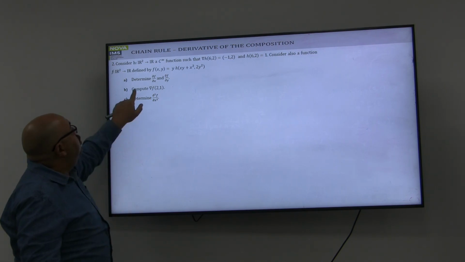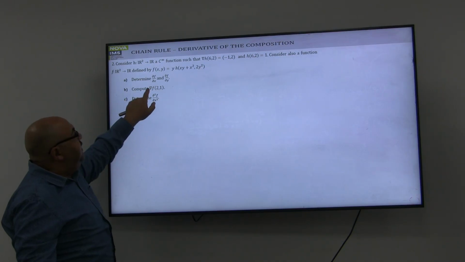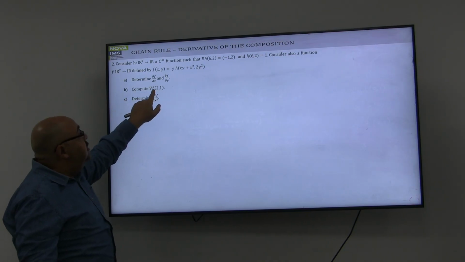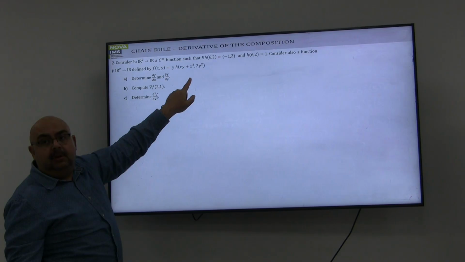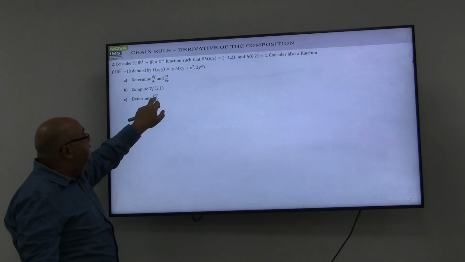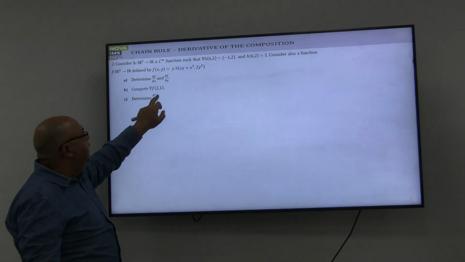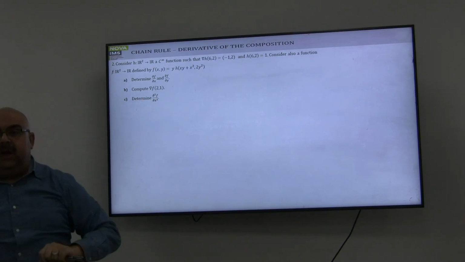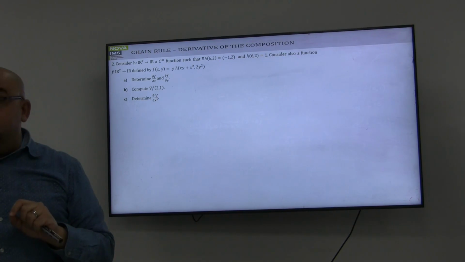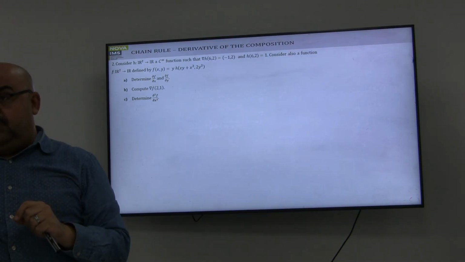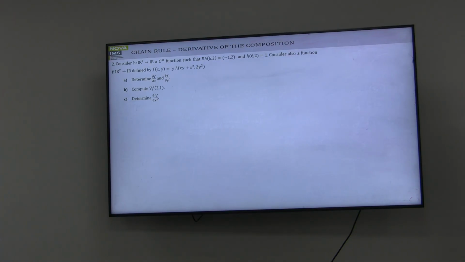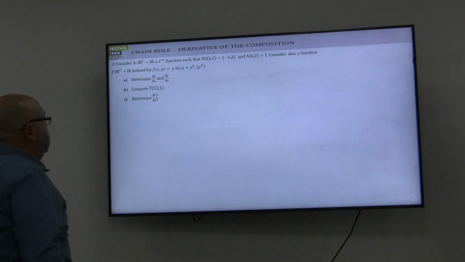Then we will compute the gradient vector of f, not of h. You understand what I'm saying? Of f at the point (2, 1). Then determine the second derivative of f with respect to x squared. This problem connects a lot of things all together. So I will start step by step.